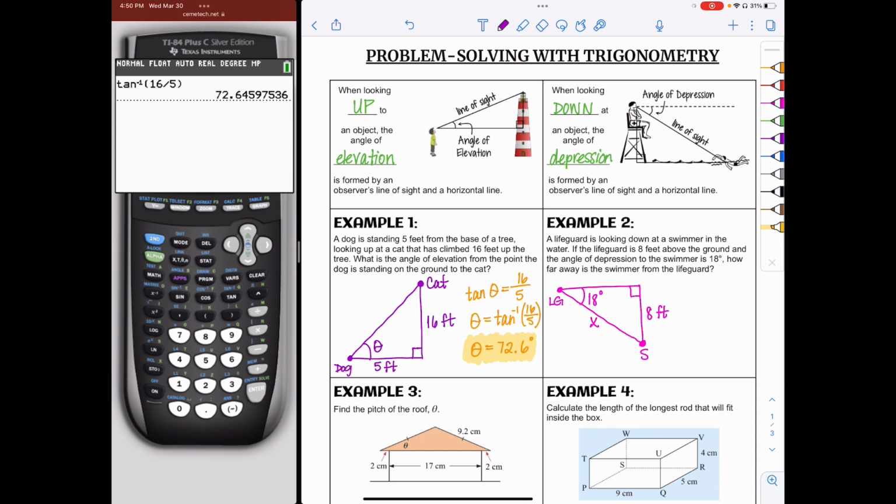We can use sine. So we're going to have that the sine of 18 is equal to the opposite, which is 8 over x. The first thing that I'm going to do is multiply both sides by x. And then I'm going to divide by sine of 18. So when I do 8 divided by sine of 18, I will end up with about 25.9.